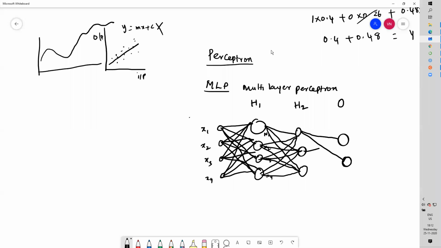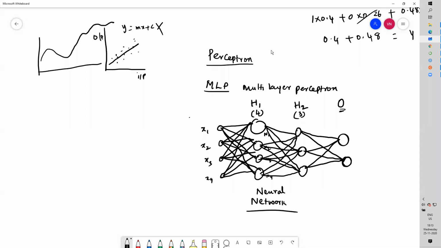Okay, so this is the output layer. So this one here is called the network of neurons, or we simply call this the neural network. So the inputs are four. There are two hidden layers. In hidden layer one, I have four neurons. In hidden layer two, I have three neurons.